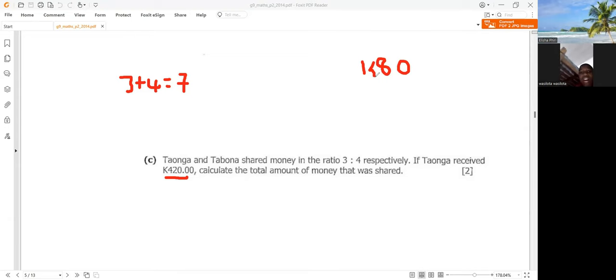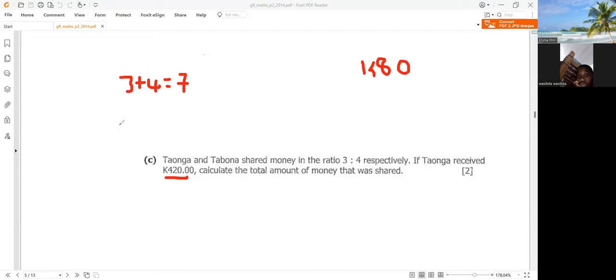Okay. So basically what they want you to determine is the total amount of money which was there in the first place before Taonga walked away with the 420. So now you did want to add the ratios. Then how do you resolve? How do you determine the total amount of money? It's like they've given you the answer and the steps have actually been omitted.